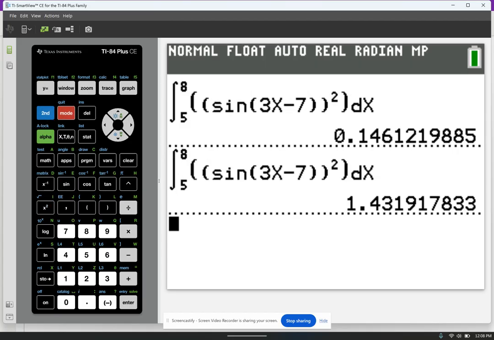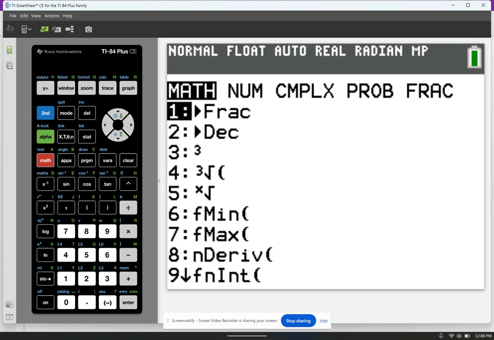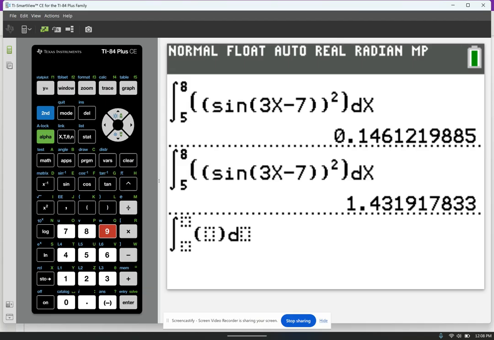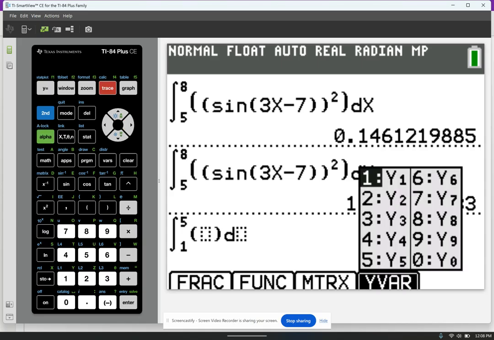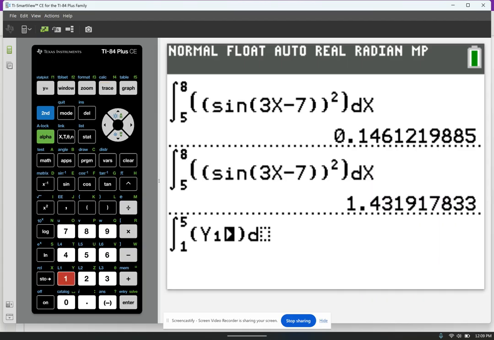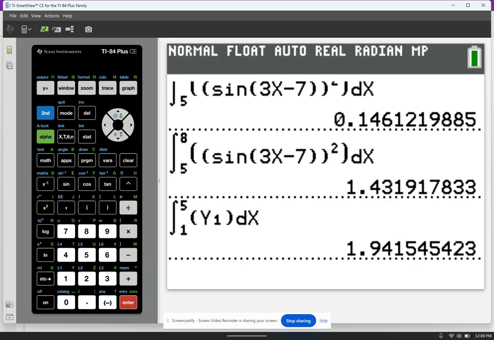So when I come back over here, I'm going to do a definite integral. I'm going to go to math. Option number 9 on the bottom, the function integration is what I need. This time we're going from 1 to 5. And so that I don't have to write the equation all over again, I'm just going to say, hey, remember what I saved in y1, calculator? And so I'm going to go alpha trace. It gives me all the y equations that are saved. I saved mine in y1, so I'm going to press 1. And then that'll be x. So if I have to use the same function multiple times, it might be a good idea to just save it and then use the shortcut name of where you saved it to figure that out. When I do this, I get an answer, 1.9415.